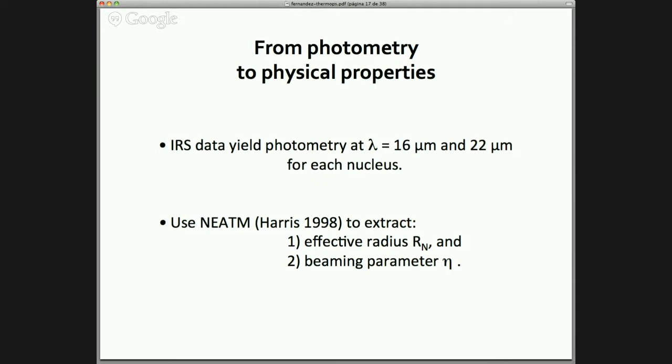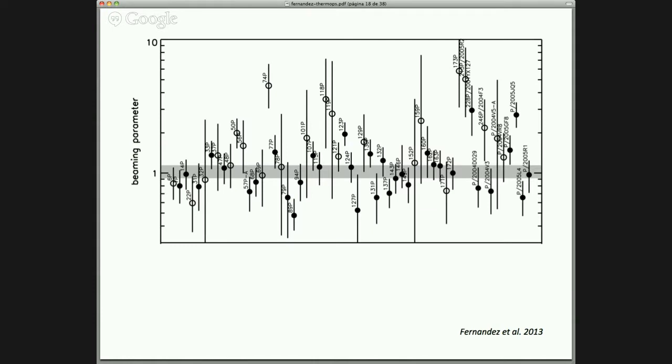So we were able to get beaming parameters for 57 nuclei, right? Up until this time, the number of beaming parameters known for nuclei was much smaller. So getting 57 beaming parameters for nuclei was a significant improvement in the total number.